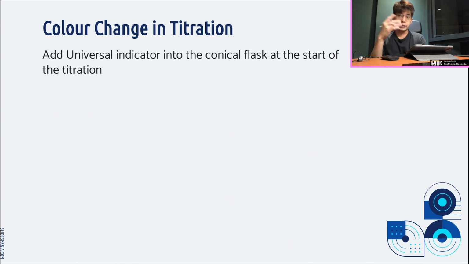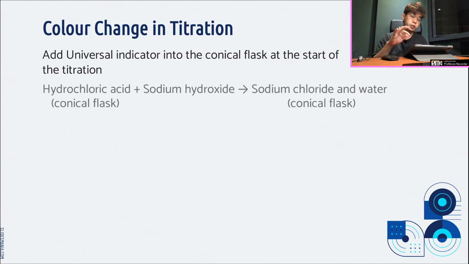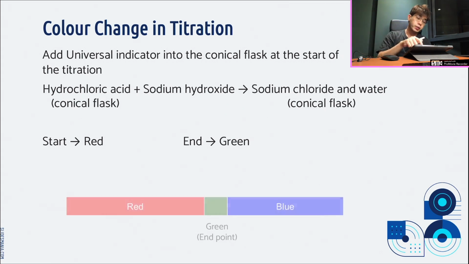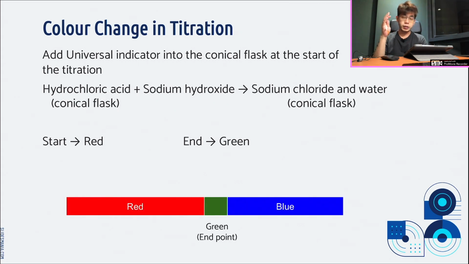An example is that if I add universal indicator in the conical flask at the start of the reaction, the hydrochloric acid would be inside the conical flask, right? And at the end of the experiment, there will be the sodium chloride and the water inside the conical flask. So at the start of the reaction, the universal indicator will be red, and the end of the reaction is when all the hydrochloric acid has finished reacting. So if all the hydrochloric acid has finished reacting, the ending mixture in the conical flask will have to be green, right?